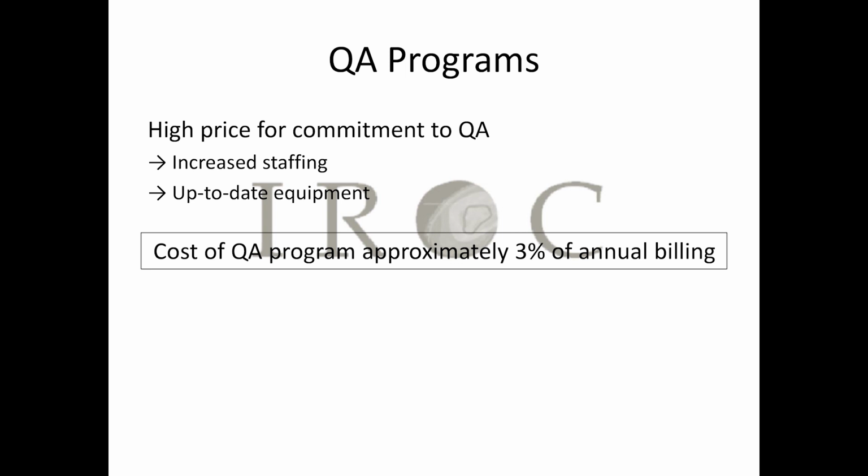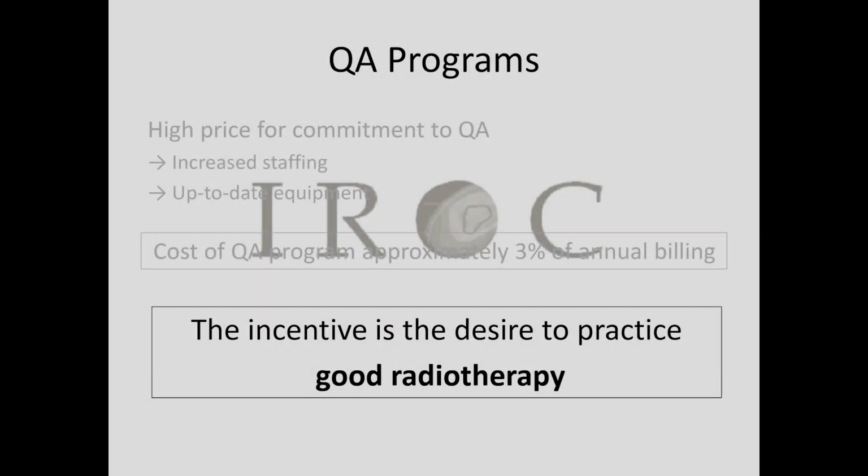So all of this ends up adding up to a cost that's approximately 3% of the annual billing. So it is expensive to do things, but if you want things done right, you need to make sure that your QA program is implemented correctly. So essentially the incentive for all this, even though it is increased cost, is that you should have the desire to practice really good radiotherapy. You're trying to make sure that your patients receive very good treatments, right? Very good quality of care, and quality assurance is part of what ensures that.